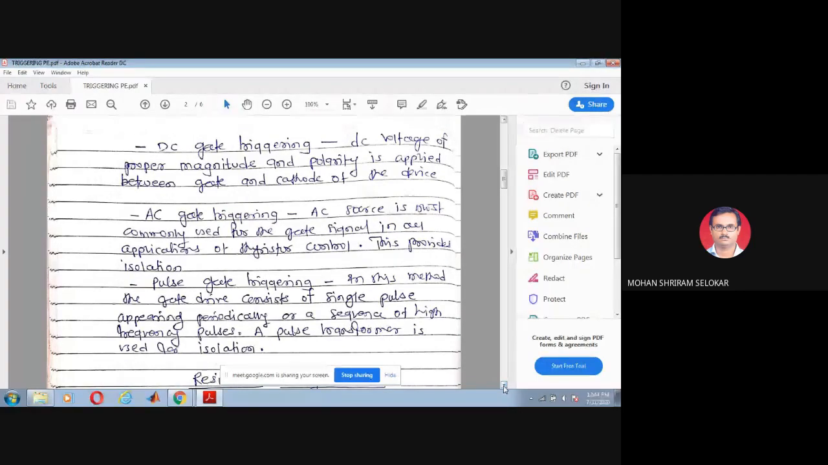Whenever you want the periodical turning on of the SCR, accordingly you adjust the time duration of the pulse, meaning the frequency of the pulses. T on time of the pulse should be more than or equal to T on time of the SCR, no doubt. But at what interval the next pulse will appear depends on your application. Here a pulse transformer can be used for isolation. Any doubt till this?